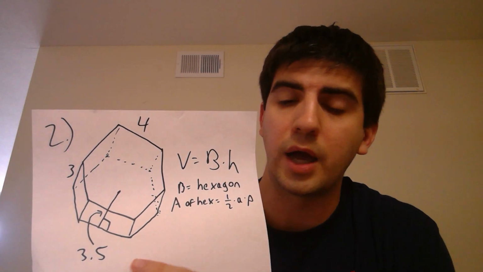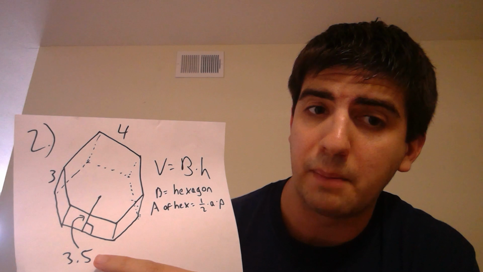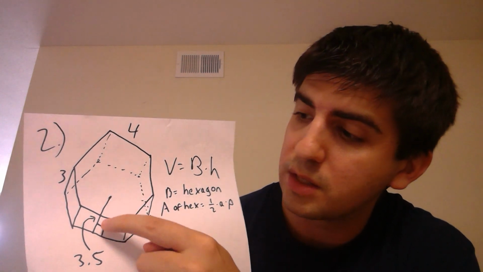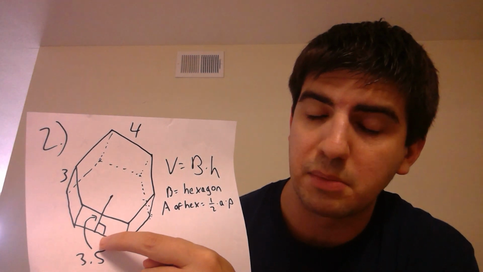Looking at this shape right here, I see this 3.5 is the apothem. That's the distance from the center to the outside. It hits at a right angle, which tells me it's the midpoint. So that's the apothem. And perimeter is all the way around the shape.